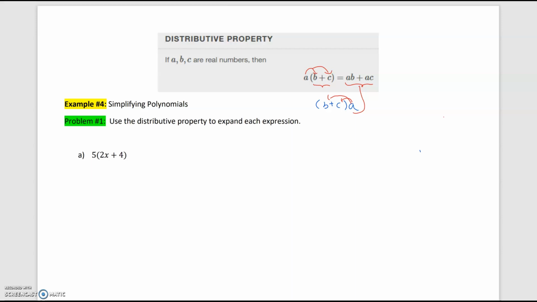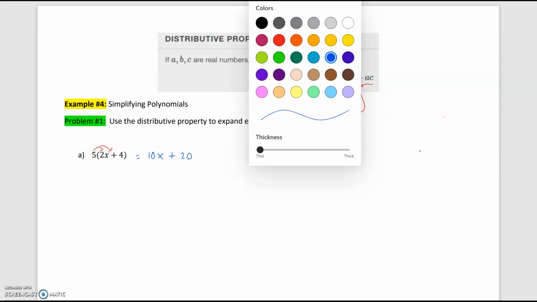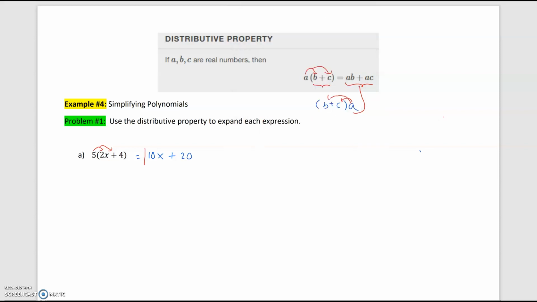Now, let's take a look at problem 1. So we do have a set of parentheses and then a 5 on the outside. So the 5 is going to multiply those two values, and this is going to give us 5 times 2x, well, 10x, plus the value of 5 times 4, which is equal to 20. And that's actually it. So the main idea of using the distributive property is that you can remove parentheses by multiplying the constants on the outside. So that's it for problem A.